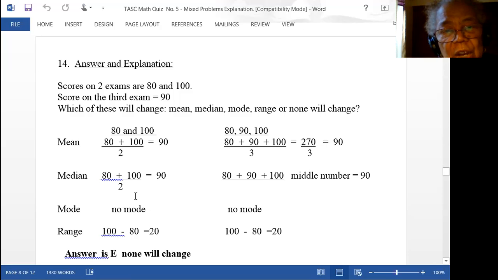Then when we go over here, we have no mode, because we don't have any that appear more than any other one, 80 and 100. Over here, no duplicates, 80, 90, 100, no mode. Okay, let's look at the range. The range is high minus low. 100 minus 80 is 20. Over here, 100 minus 80 is 20. High and low is the same in both cases. So the answer would be E. None of these will change. Okay.